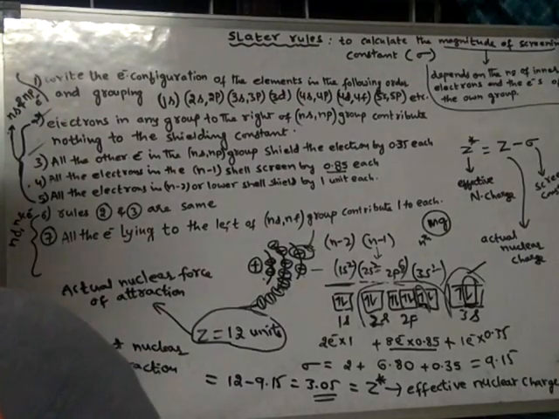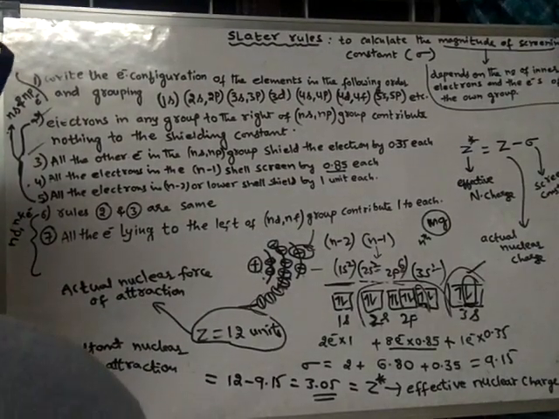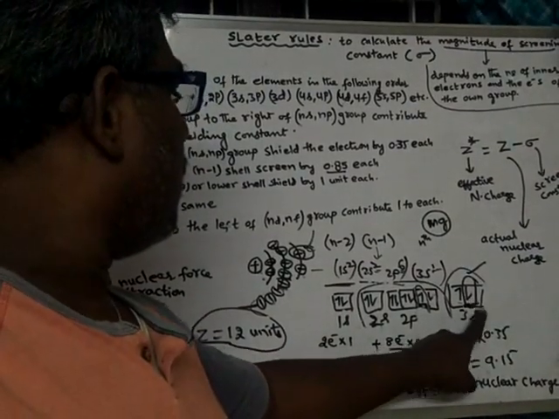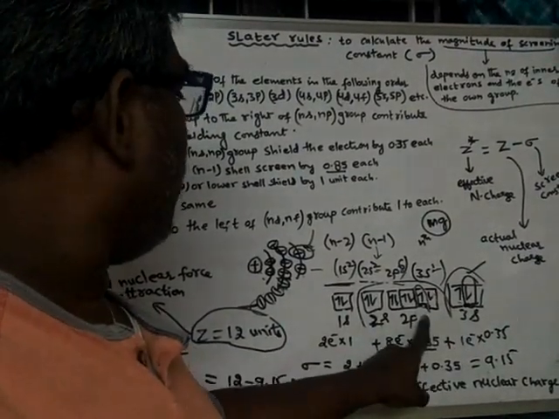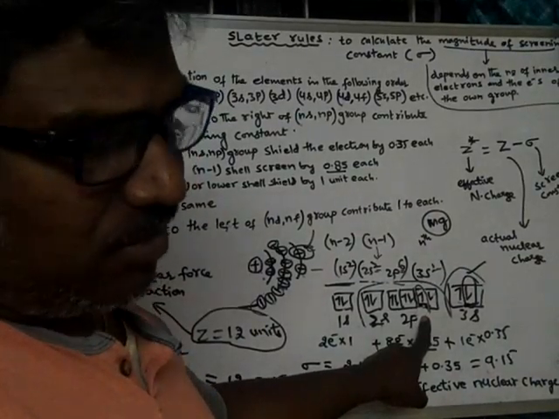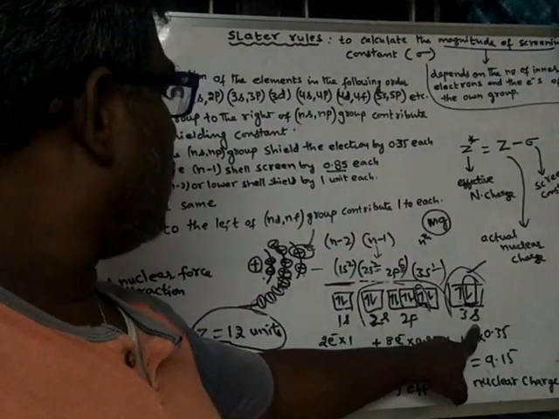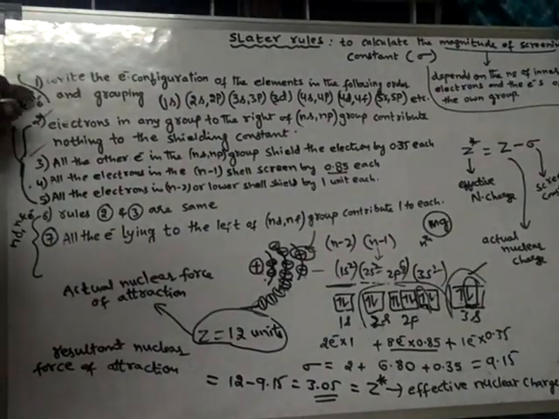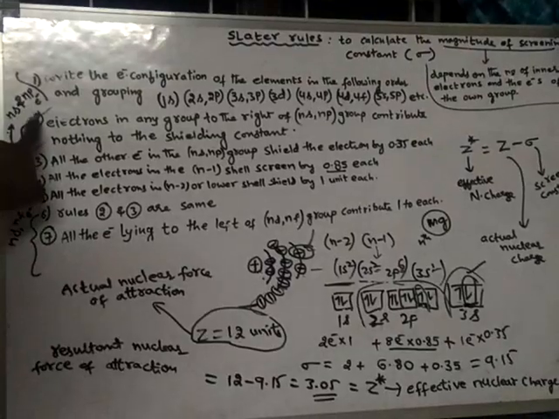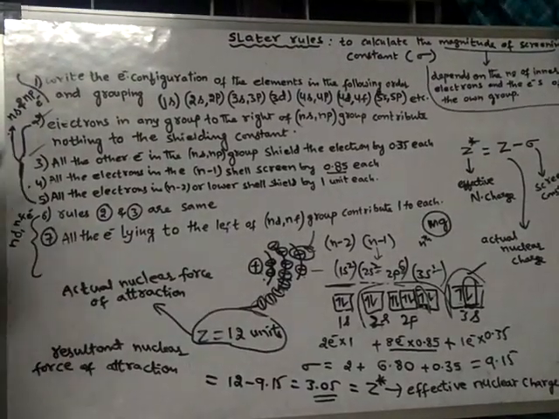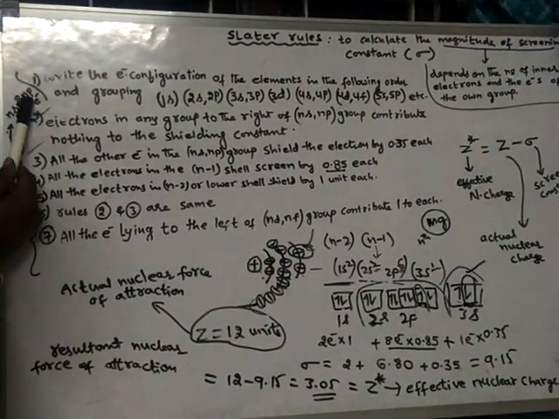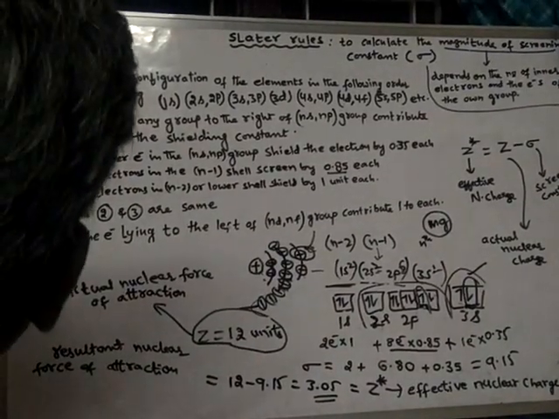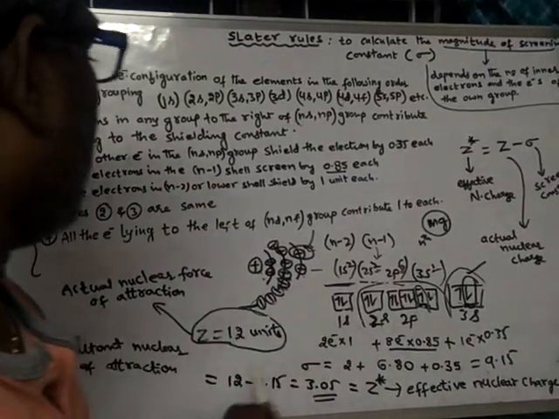So like this we can calculate the screening constant on an S electron. Previously we calculated it for a P electron, and now for an S electron. For S electrons or P electrons, these 5 rules are applicable: 1, 2, 3, 4, 5. So these 5 rules are applicable for NS electrons or NP electrons.